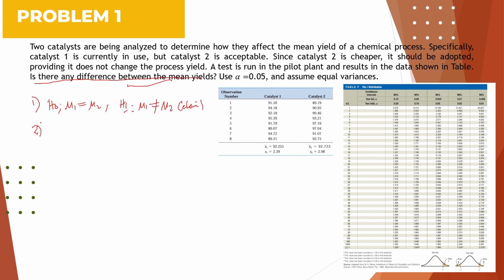So step number 2. In step number 2, we have to find the critical value. So what is the critical value? How to find the critical value? To find the critical value, we have 0.05, and we need to compute for the degrees of freedom. So what is the degrees of freedom here? This one is equal variances.